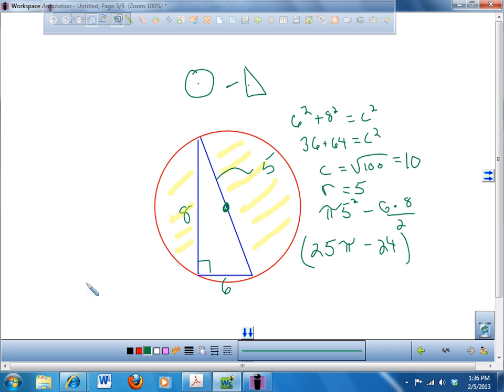Except for this one, the famous problem that they like to do. This is like number 7 on your homework. Let's look at number 7. Can we look at number 7? Okay, what does number 7 say?